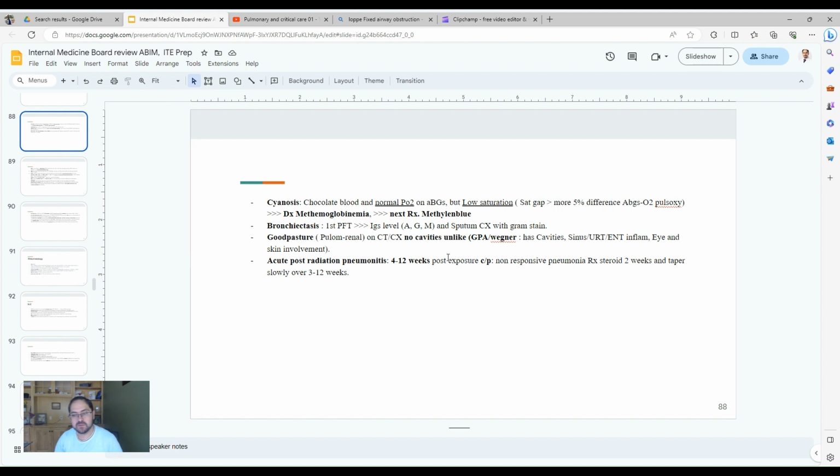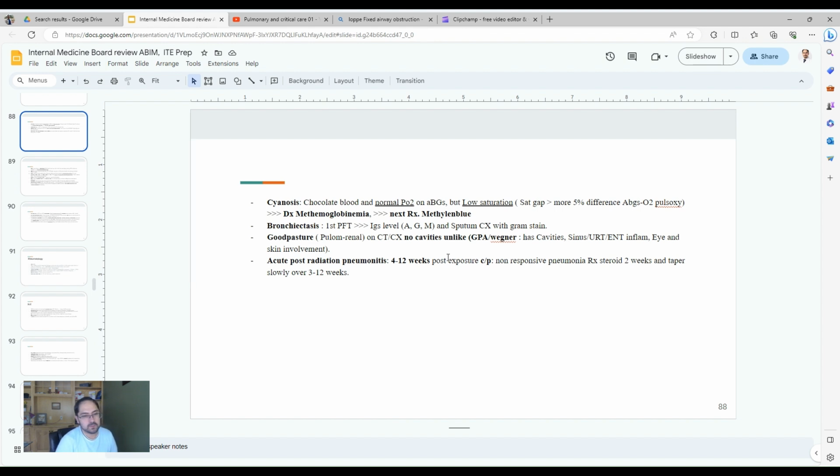Bronchiectasis. If you check the patient and think there is bronchiectasis on CT or chest X-ray, the first thing to check is pulmonary function tests, which give you signs of obstructive disease. But most important, especially in young patients, you need to do IgG levels and check the sputum culture to guide you for treatment.